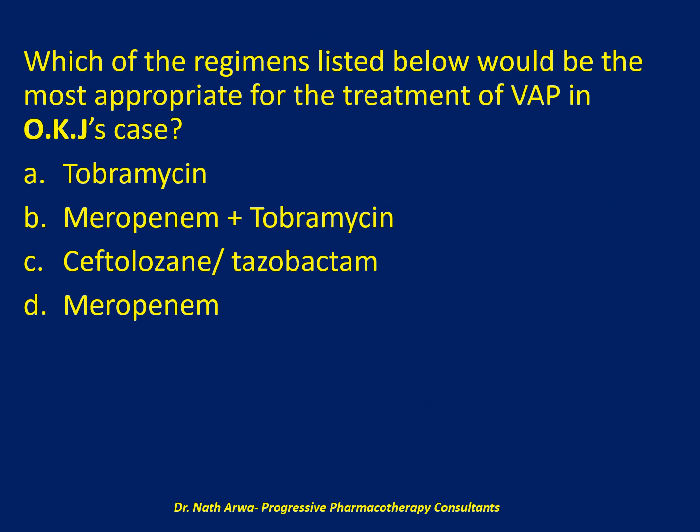So basing on the above results, which of the regimens listed below would be the most appropriate treatment for VAP in OKJ's case? Would it be A, Tobramycin, or would it be B, meropenem plus Tobramycin, or would it be C, Ceftolozane-tazobactam, or would it be D, meropenem monotherapy? I'll give you 10 seconds to choose the correct answer.